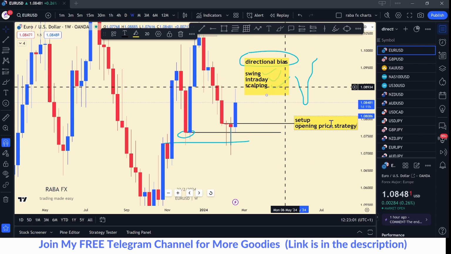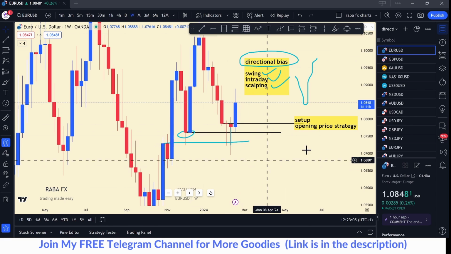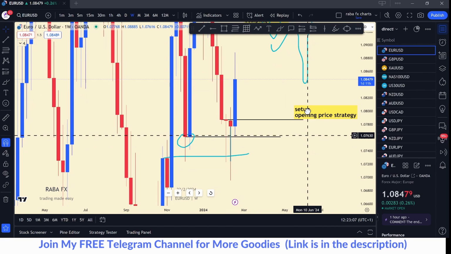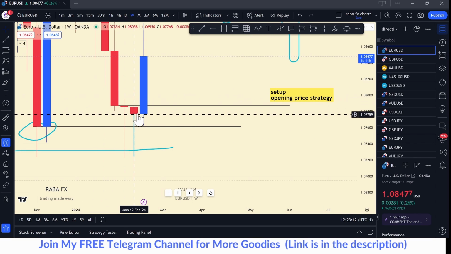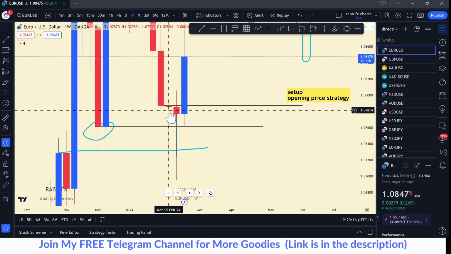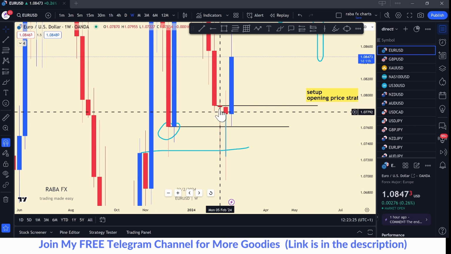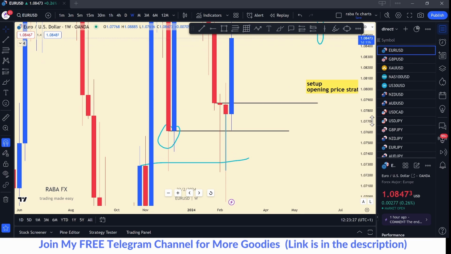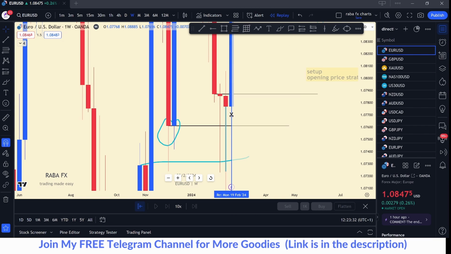So we are going to look at it critically now. So now this is the area where I intend to sell, and I'm going to add screenshots. These are screenshots I shared with my VIP members, and I think I shared it also on Telegram. If not, I'm going to post it immediately I'm done with this video. So now I'm going to use the replay feature here. All right.